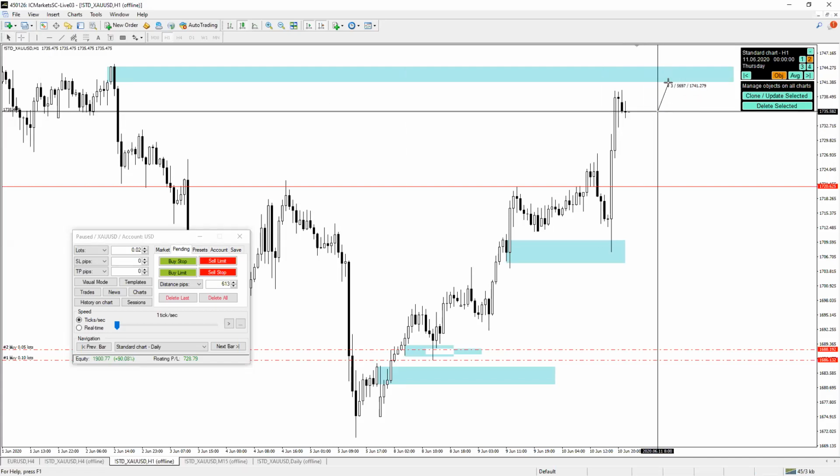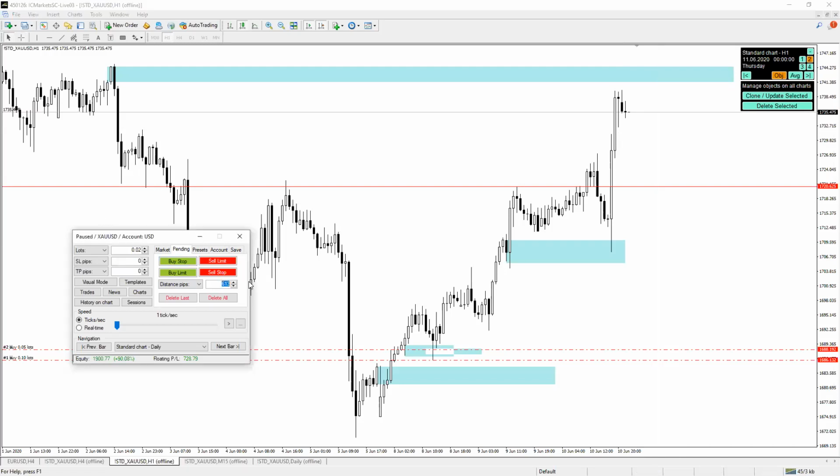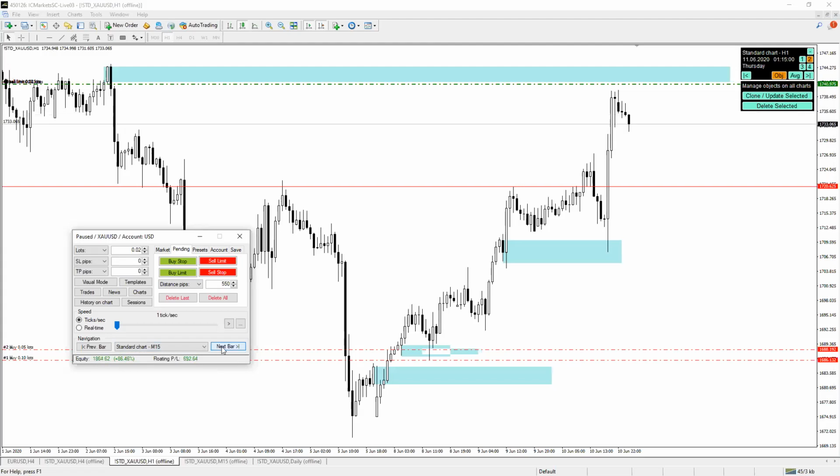So let's say 550. Place a sell limit from that. Let's also put 560. Since we have more of our account, we can go a bit higher in terms of risk. So let's go back to maybe try and see how the 15 was forming.